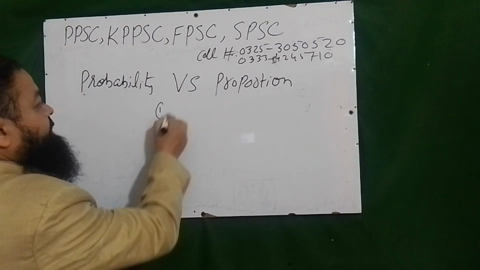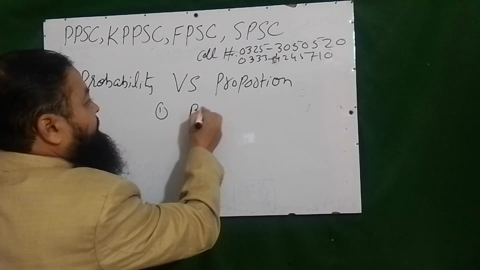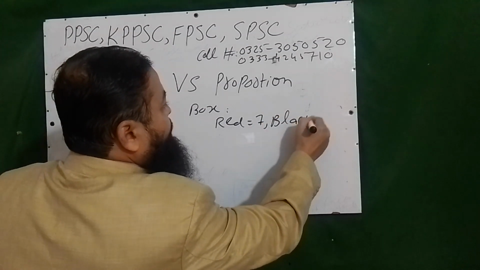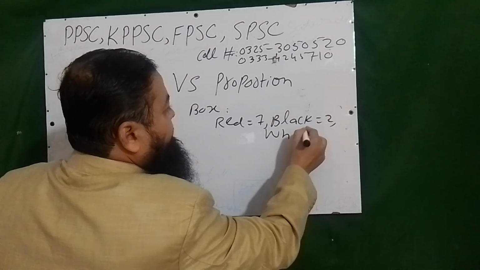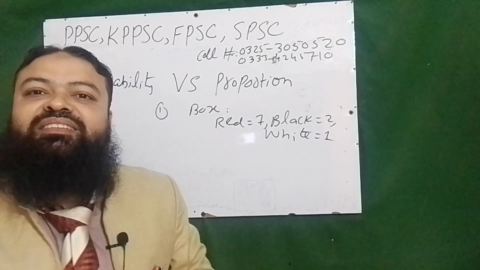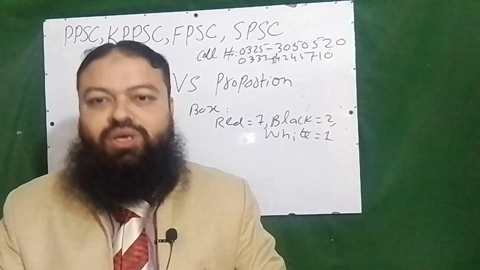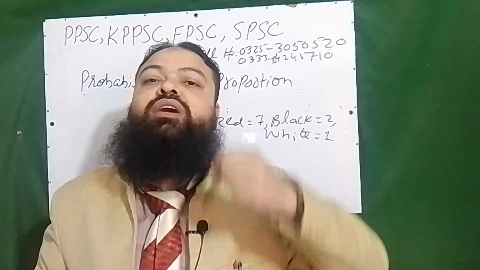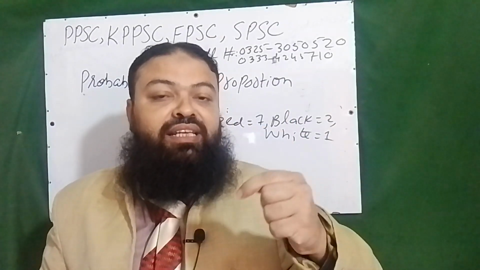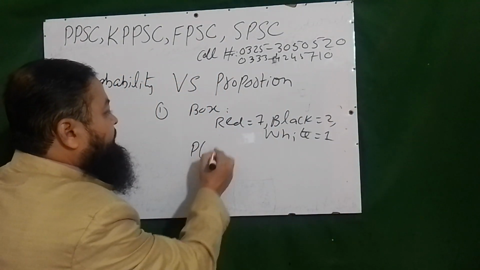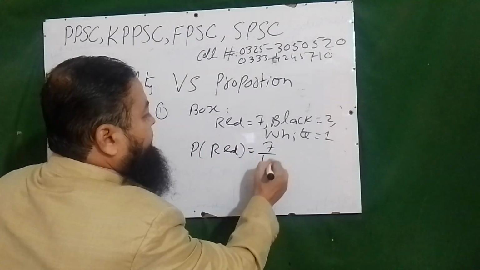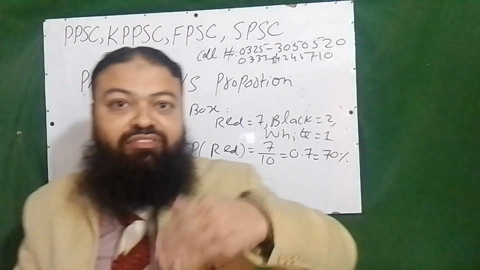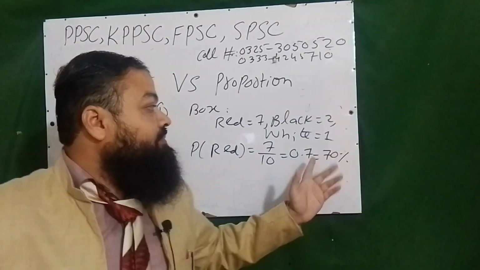For example, example number 1: you have a box and there are balls. Red are 7, black are 2 and white is 1. There are 10 balls in a box, 7 are red, 2 are black and 1 is white. If you want to pick a ball at random and you want to know how many chances there are for getting the red ball, the probability of red will be 7 by 10, it will be 0.7, it will be 70%. We are obtaining the chances for the future, that will be 70%.